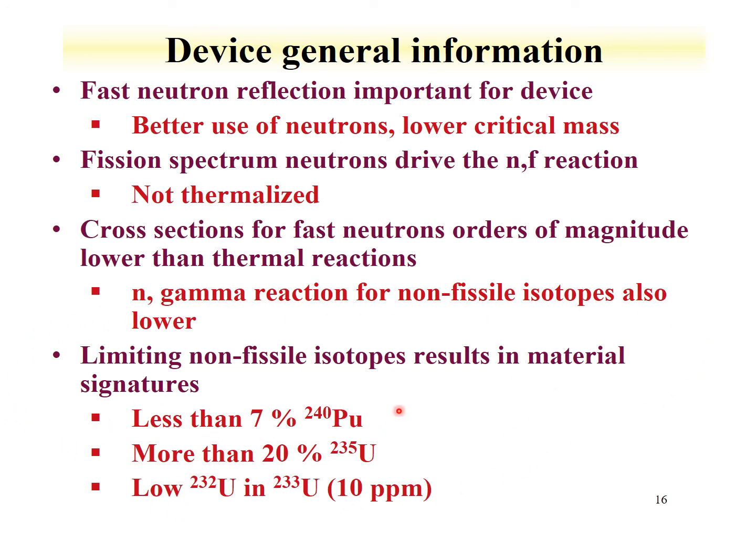We've already discussed less than 7% plutonium-240. If it's uranium, it's more than 20% uranium-235. And if you had uranium-233, you'd have relatively low amounts of uranium-232, on the order of 10 ppm, just because one of the daughter chain products of uranium-232 produces a very intense gamma.